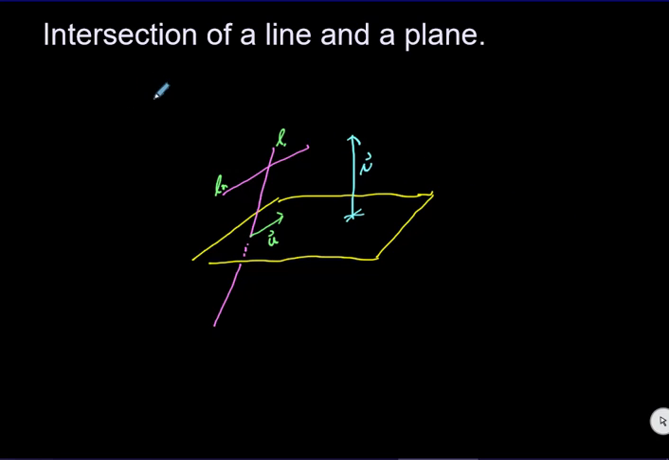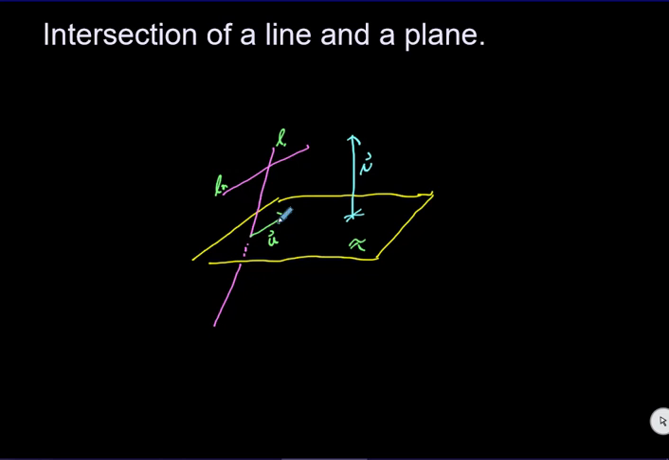Hello, we're going to talk about the intersection of a line and a plane. Now, given that we have some plane right here, we'll call it pi, and there's the normal vector right here. We have the normal vector, and then we have two different types of lines. There are two types of lines that can happen.